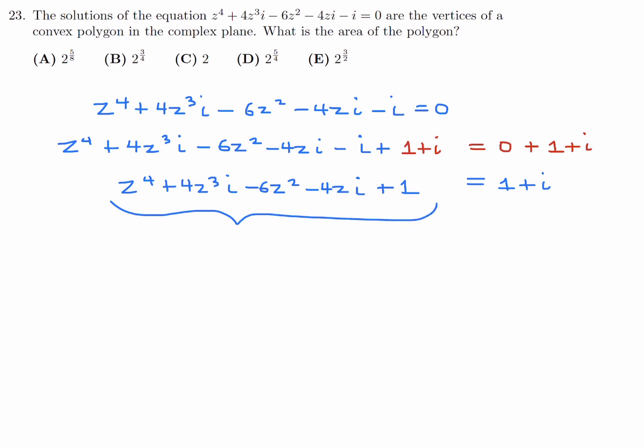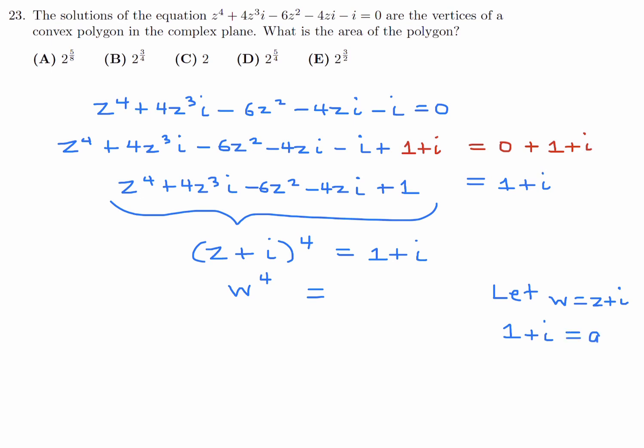And this, the good news is, factors beautifully: z plus i, all to the power of 4, equals 1 plus i. This will allow us to find out what exactly the roots are. To figure out the roots, it's a little unconventional. We have to do a little bit of substitution. Let w equal z plus i, which makes it a little bit easier. So this becomes w to the power of 4, and this 1 plus i I'll let be a to the power of 4.